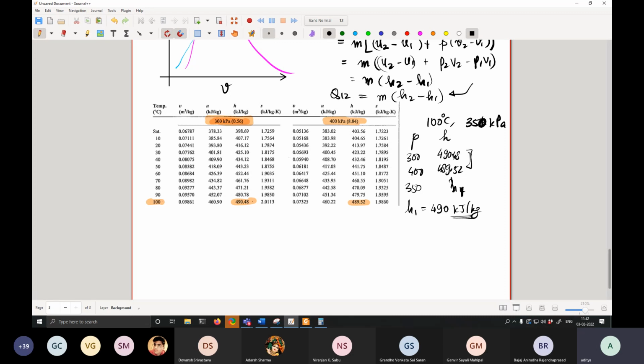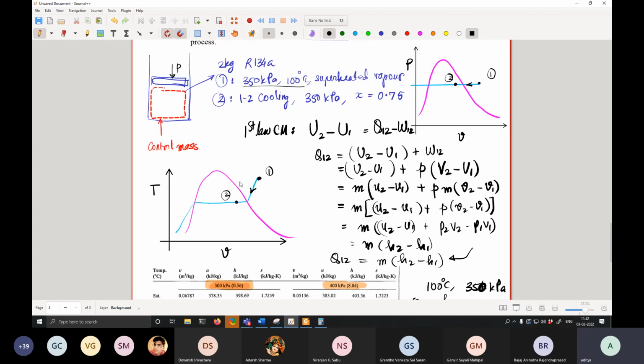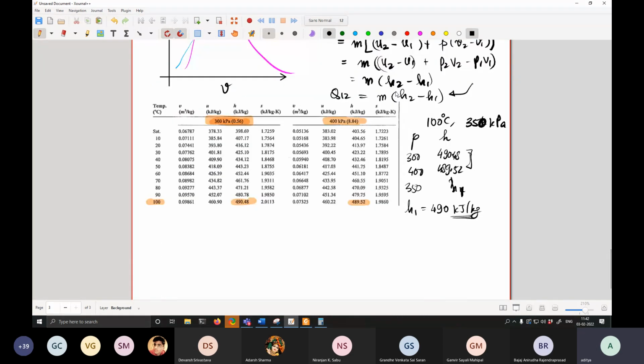Okay. So what is state 2? State 2 is at 350 kilopascal, x equal to 0.75. So this is state 1 and this is state 2: 350 kilopascal, h equal to question mark, and x equal to 0.75.